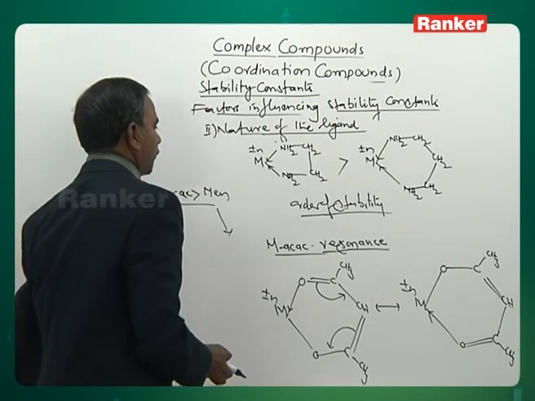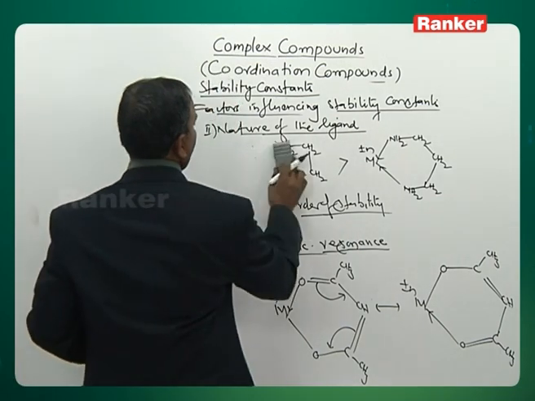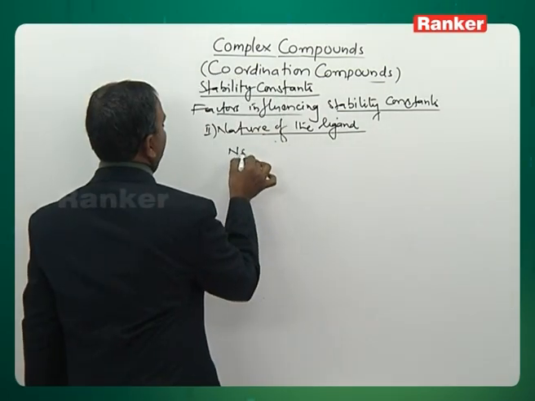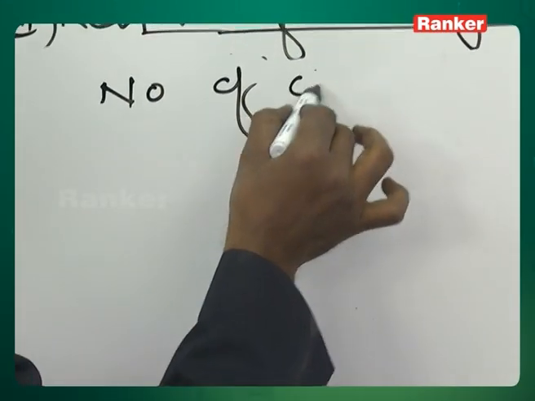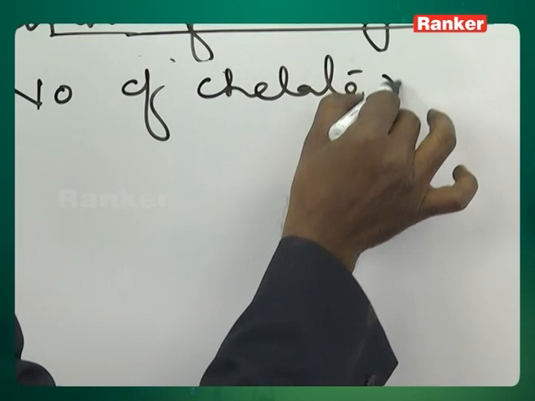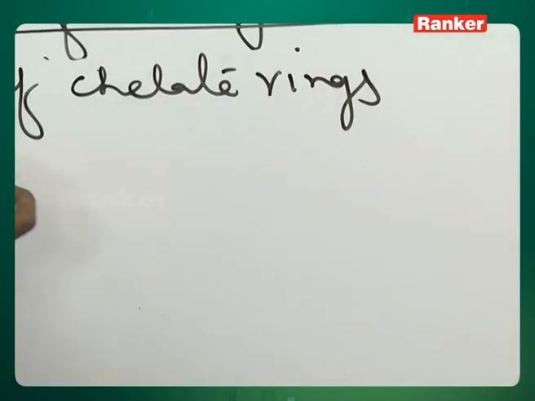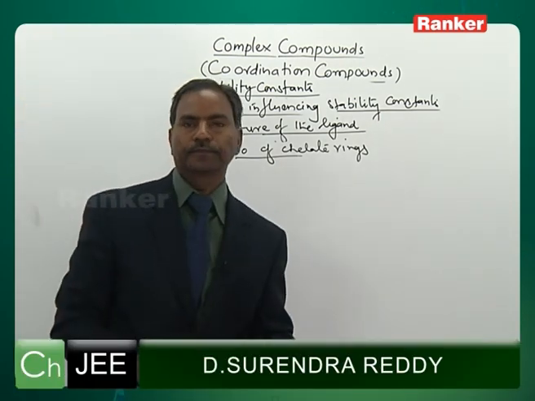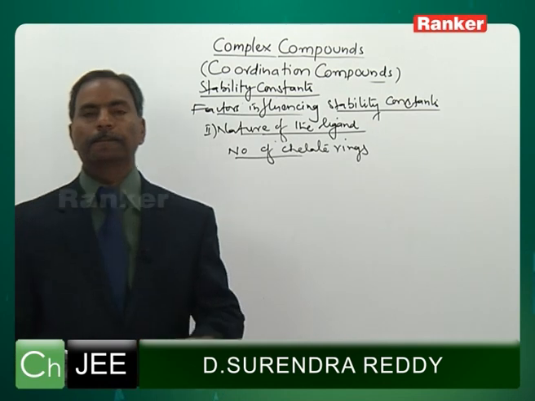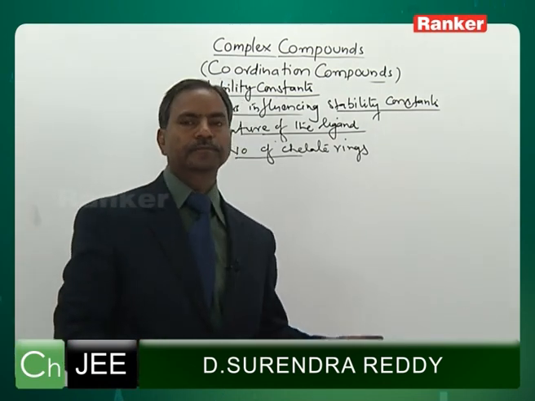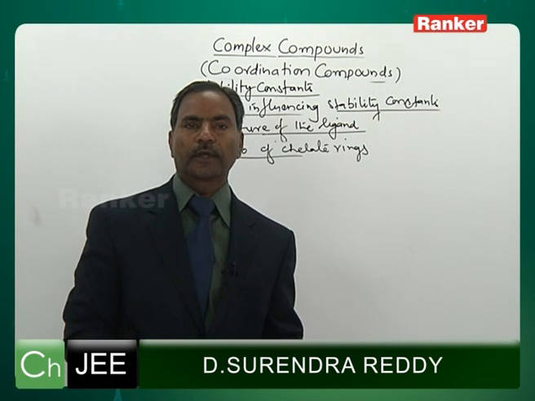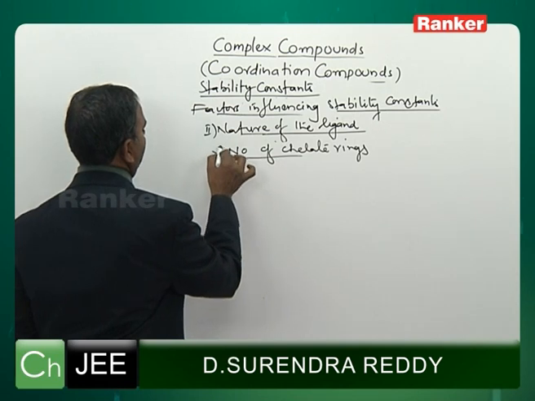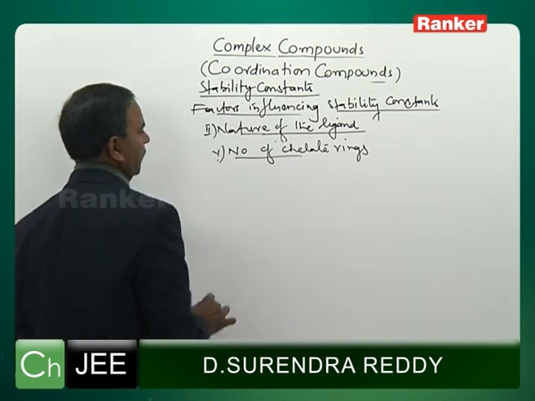Next, number of chelate rings. Number of chelate rings, the next concept under the same nature of the ligand. Under size and charge, the field strength, the acceptor nature and chelate effect, ring size and number of chelate rings. Let us take this as the fifth effect: number of chelate rings.